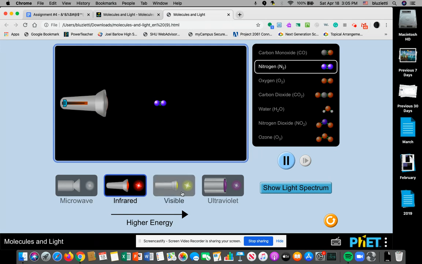Now, you can also see that we can toggle through different types of flashlights, for lack of a better word, and right now I have it clicked on visible light. So when I turn this on, it's going to start to shoot photons of visible light at this molecule of nitrogen gas. And I want to ask you, before I go ahead and do that, what do you think is going to happen? Knowing that our Earth's atmosphere is made mostly of nitrogen gas, would you think that sunlight will interact, or maybe a different way of saying that could be, do you think that the nitrogen will interfere with visible light at all? I'm going to give you just a couple of seconds to think about that.